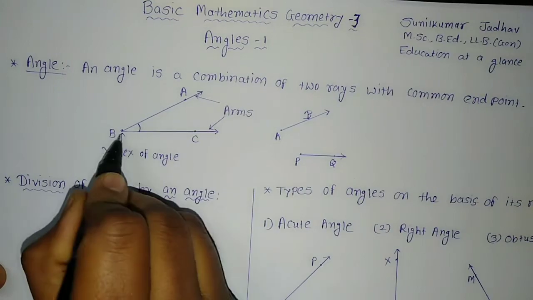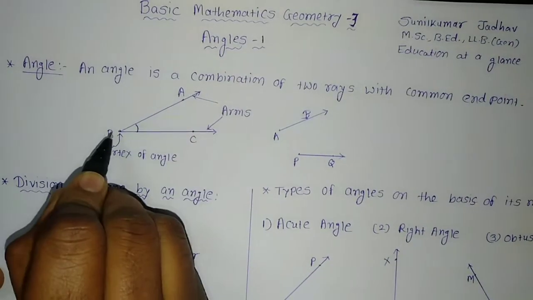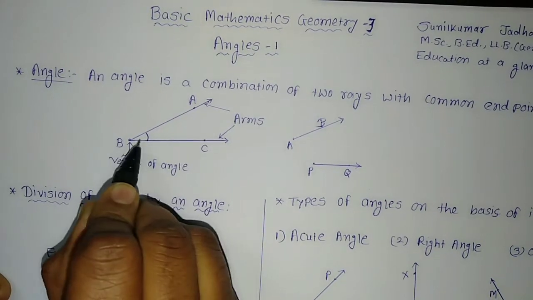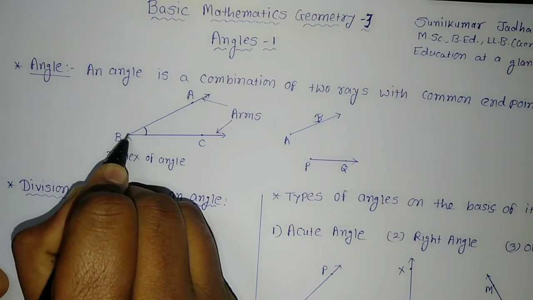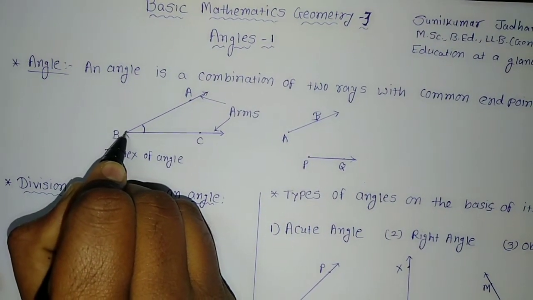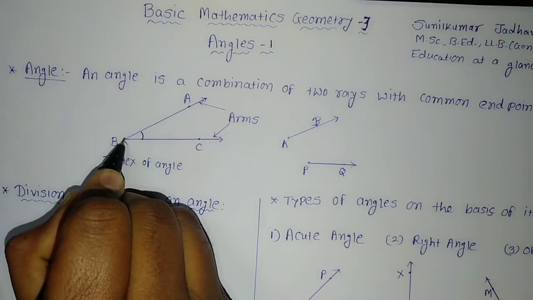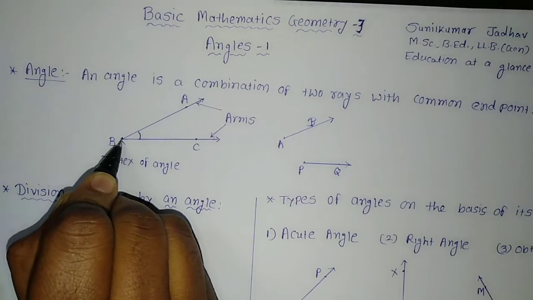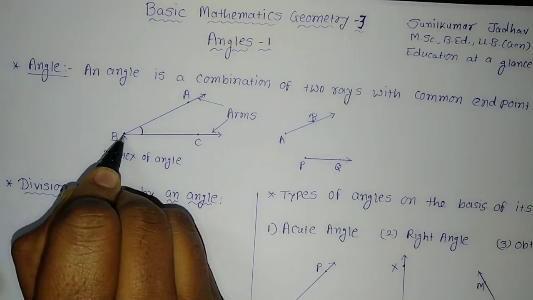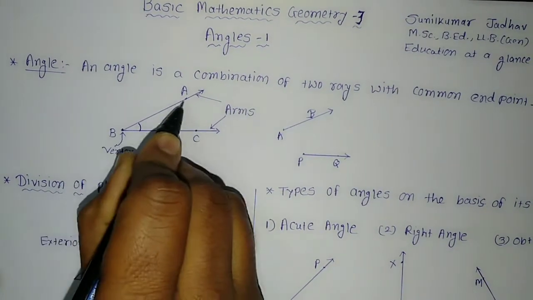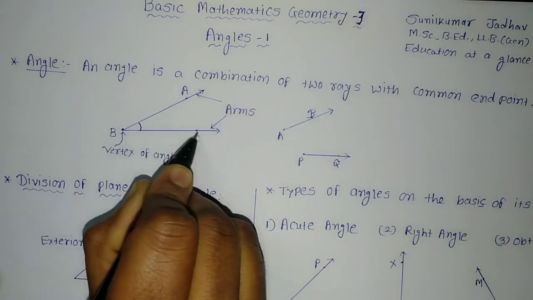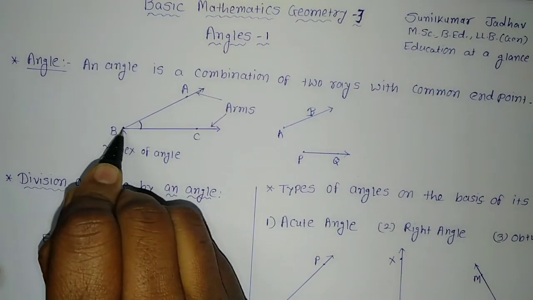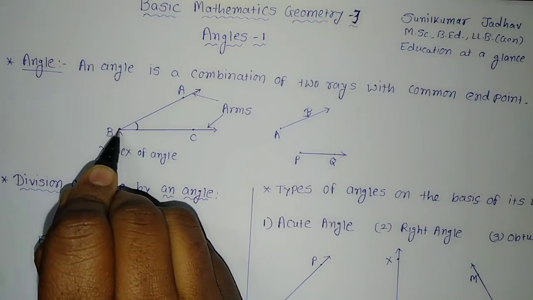You can see this ray, ray BA, and this is another ray, ray BC. In both of these rays, point B is a common endpoint from where both rays begin. So it is the initial point of the ray. It is a common point for ray BA as well as for ray BC. You know how we give the name to a ray: we write the name starting from the beginning point.